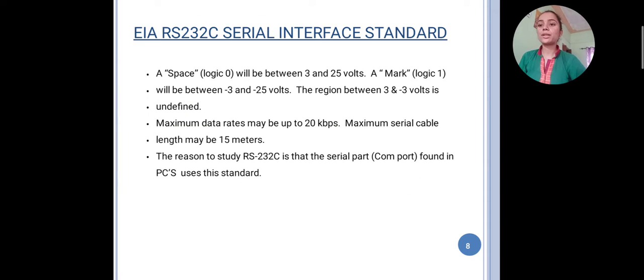EIA RS-232C Serial Interface Standard. A space, logic 0, will be between 3 and 25 volts. A mark, logic 1, will be between -3 and -25 volts. The region between 3 and -3 volts is undefined. Maximum data rate may be up to 20 kbps and maximum serial cable length may be 15 meters. The reason to study RS-232 is that the serial port, the COM port found in PCs, uses this standard.